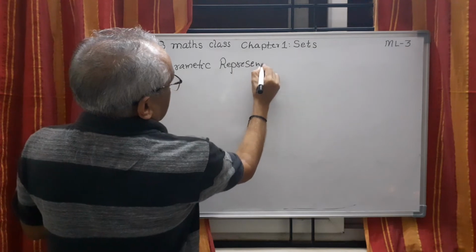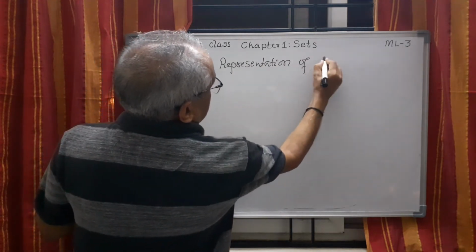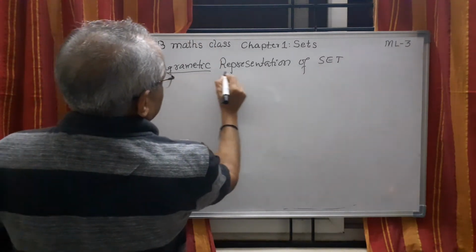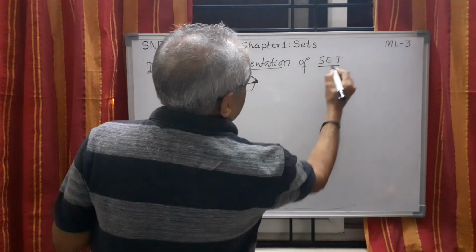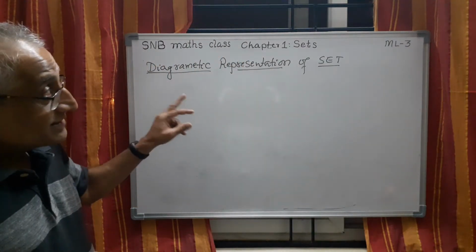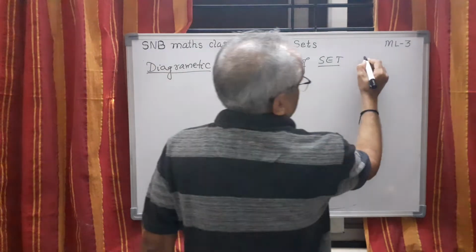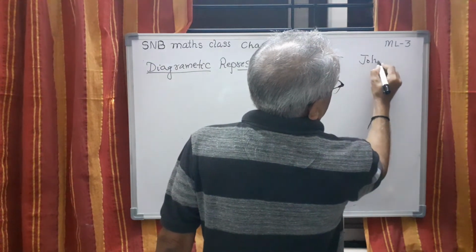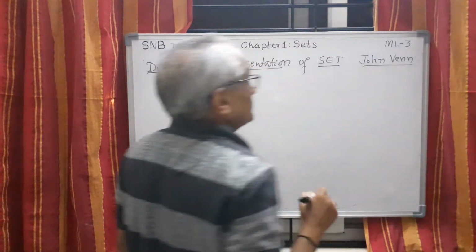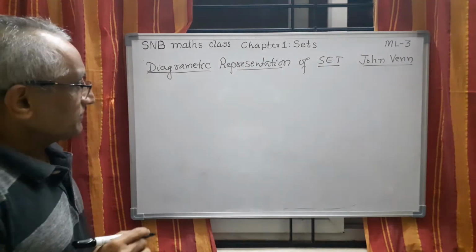Representation of set. That means a set can be represented using a diagram. So that is called diagrammatic representation. This was first given by a British mathematician called John Venn. So this method is also known as Venn diagram. This is called Venn diagram.